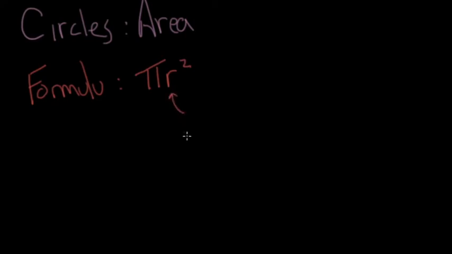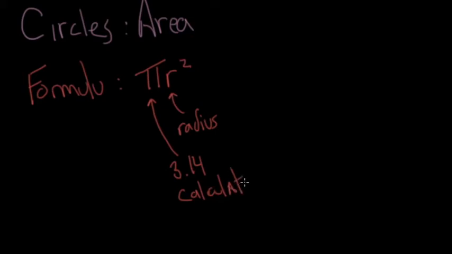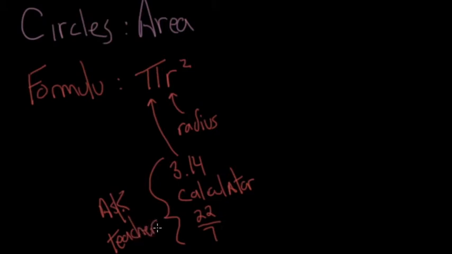And a couple things. R, of course, is the radius. Pi, usually you'll either use 3.14, you'll use your button on your calculator, or you'll use the fraction version, which is 22/7. You really need to ask your teacher, because your answer will be a little bit different depending on what you use. And then we'll talk about this thing here.